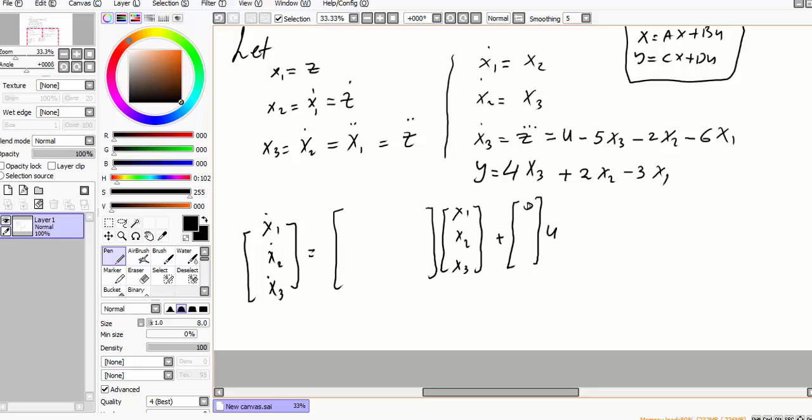So x1 dot equals just x2, so here we have 0, 1 and 0. x2 dot equals only x3, so 0, 0, 1. And the final one, x3 dot, will equal u minus 5 x3, minus 2 x2, and minus 6 x1, so the last row is minus 6, minus 2, minus 5. This is our state matrix, the dynamics of the system.